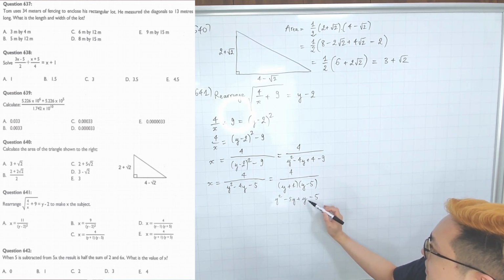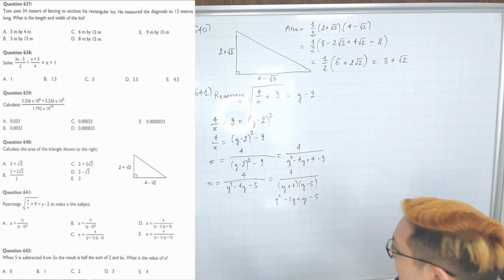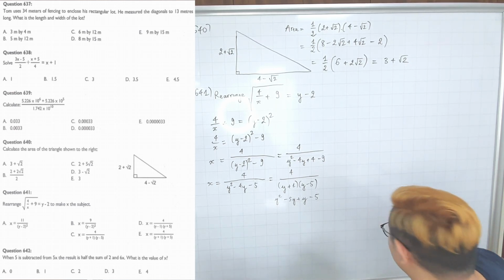Minus 5 plus 1 is minus 4, right? And minus 5. Okay, so it's exactly the same thing. So answer C is the answer, isn't it?